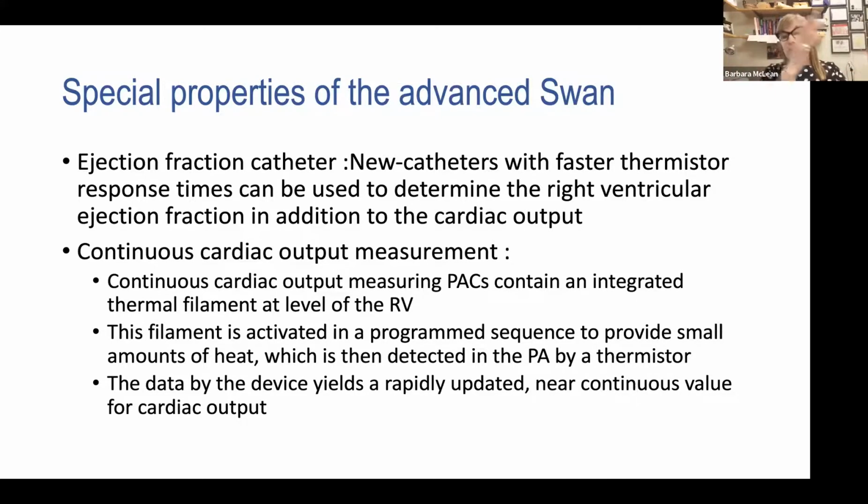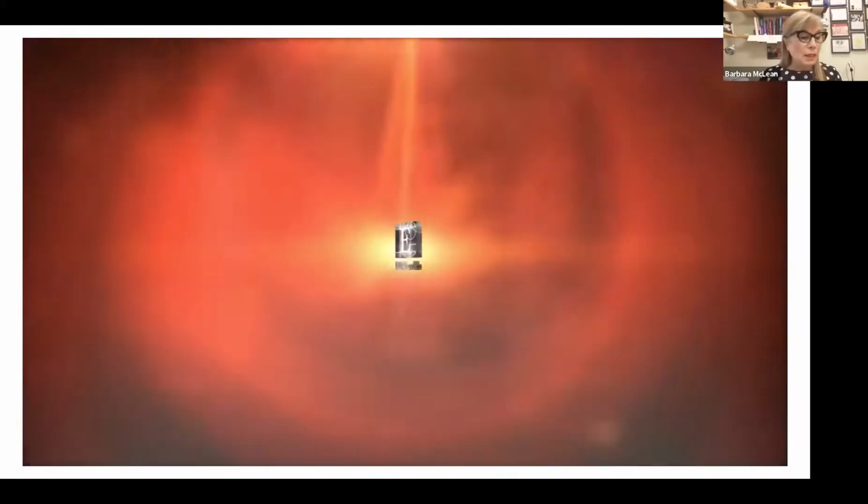And that's quite different than historic, where we bolused fluid into the right ventricle, and the time it took for that patient's blood to get back to normal typically took a full minute. So you were actually measuring a cardiac output over a minute's period of time. With this rapid processor, you can measure a change in the stroke volume or the cardiac output every 20 seconds.